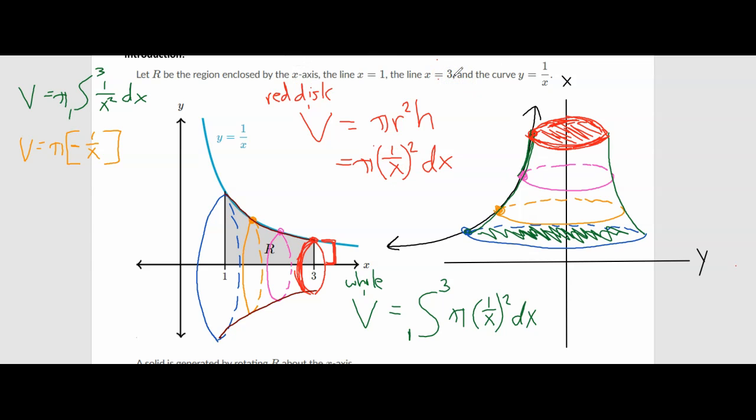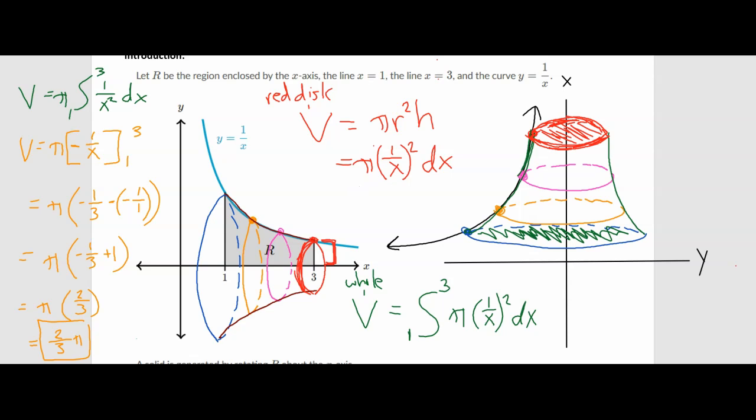Need to evaluate this from 1 to 3. So it's going to give me pi times negative 1 over 3 minus negative 1 over 1. So I get negative 1/3 plus 1. That gives me 2/3. So I get 2/3 times pi. That should be the volume of this solid.